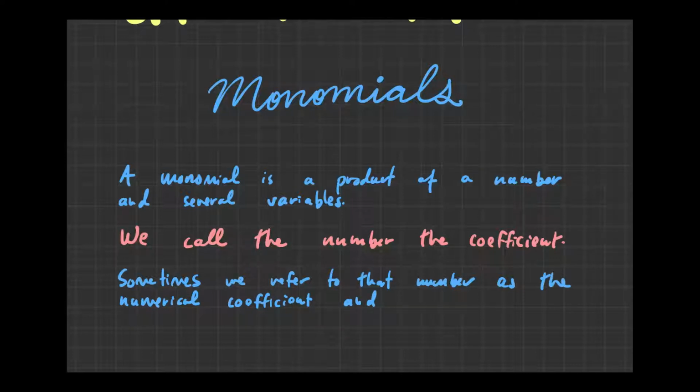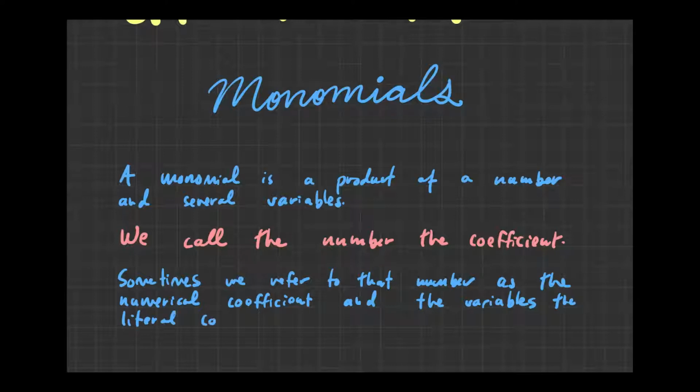And when we do that, it's because we're trying to differentiate between the numerical coefficient and the rest of the variables. So we would call the variables the literal coefficient. Literal being like letter, right? Because we use letters to describe variables. And then numerical being number. But in general, when we say coefficient, if we don't specify whether it's a numerical or literal coefficient, we really just mean the numerical coefficient. That's really what coefficient means.